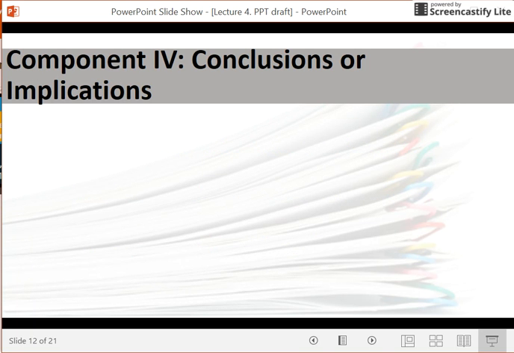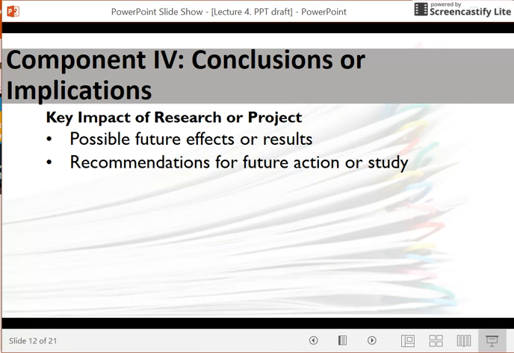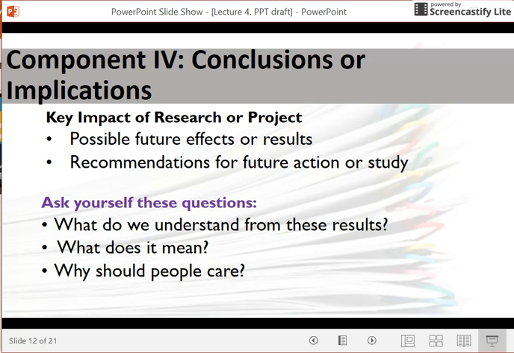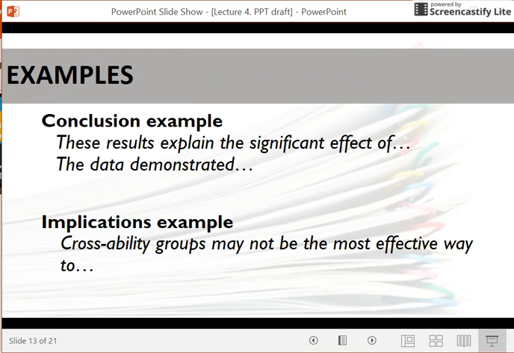Component 4, conclusions or implications. This is where you discuss the key impact of your research, possible future effects or results, and recommendations for future action or study. As you're writing this, ask yourself these questions. What do we understand from these results? What does it mean? Why should people care? Here are some examples.